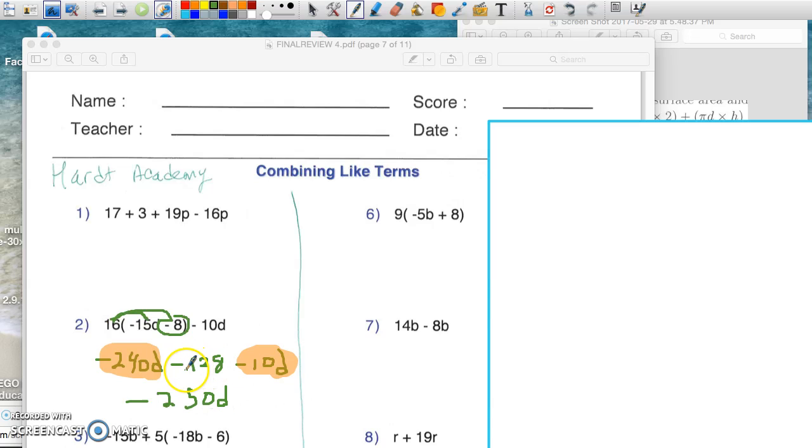This one can't combine with anything else, so I just bring it back down. Remember, you're not trying to figure out what d is. You're just combining like terms. So this one is done. And this video is about done.